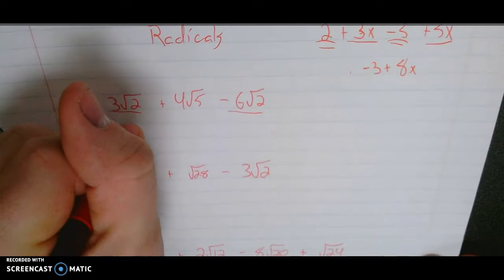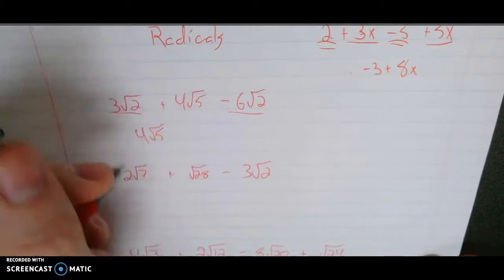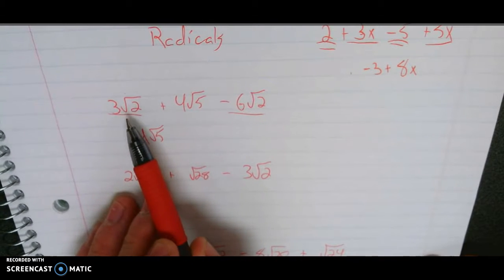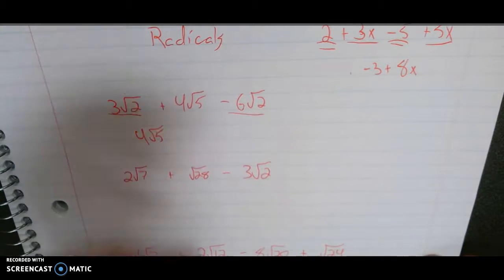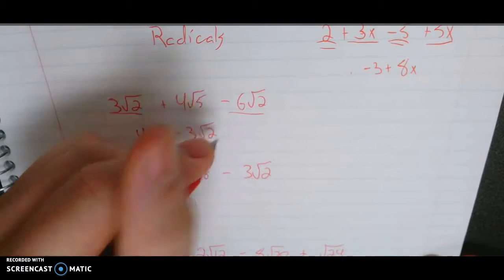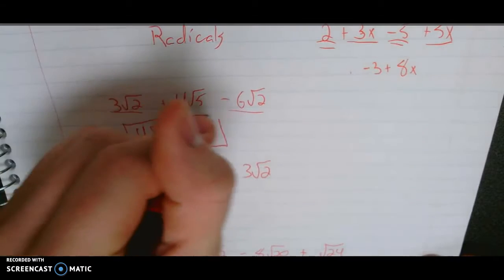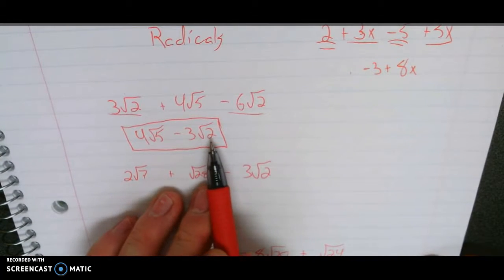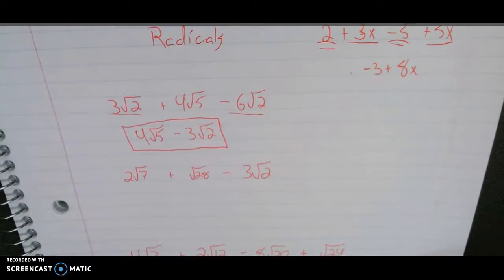So the 4 rad5 is going to remain unchanged. There were no terms for it to add or subtract with. Here, if I have 3 rad2s and I take away 6 rad2s, I would result with negative 3 rad2. So I'm subtracting the coefficients. 3 minus 6 is negative 3. The radical expression itself does not change.